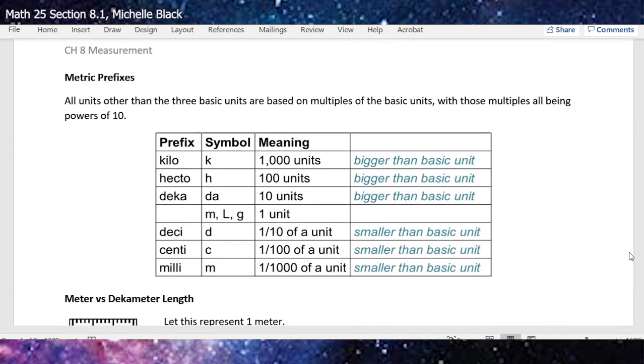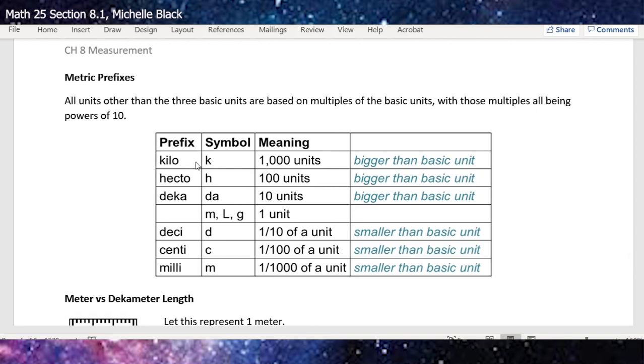Metric prefixes. These are what I was talking about above, where we had the first letter of each of them. All units other than the three basic units, which are meter, liter, and gram, are based on multiples of the basic units, with those multiples all being powers of 10.